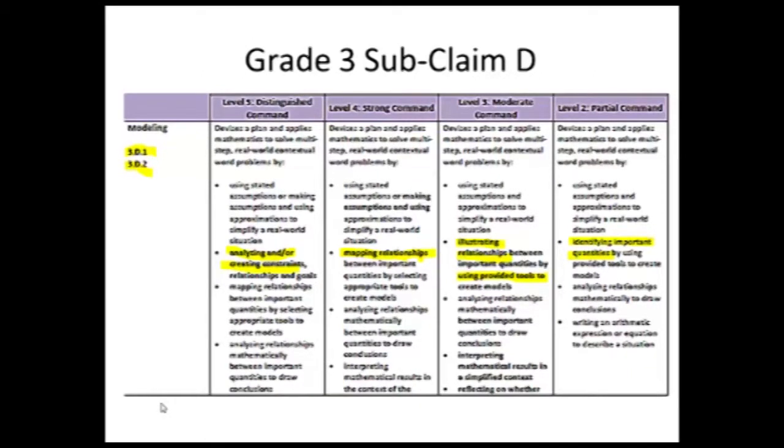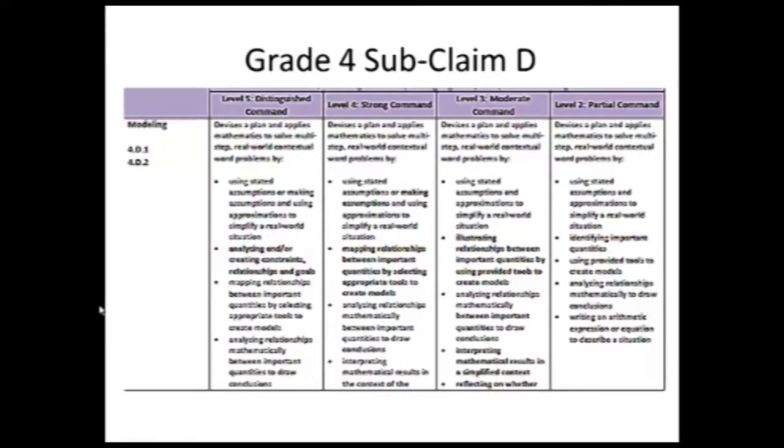So what's important to look at when you go across here is, first of all, this is a growth process for students. So you may have to start with the level 2 stuff if your children have not had a lot of experience with modeling, but you also want to gradually move into that level 4 and 5 stuff, so that when they get to the end of the school year, they have had a robust experience with modeling.